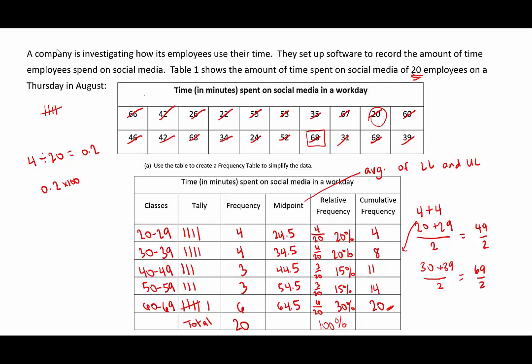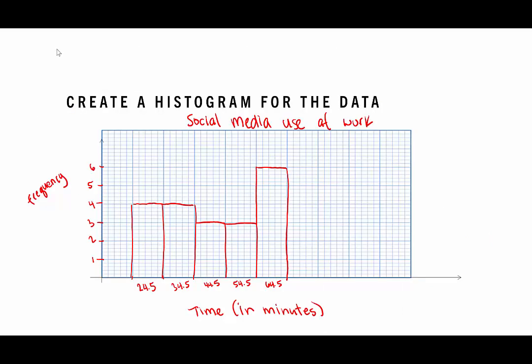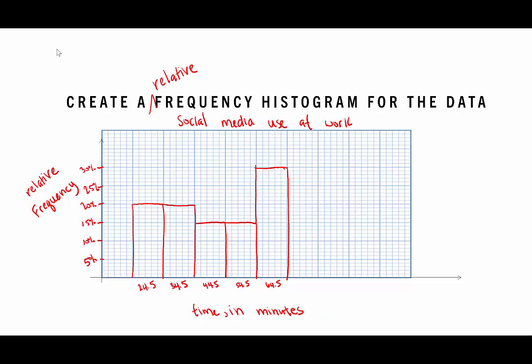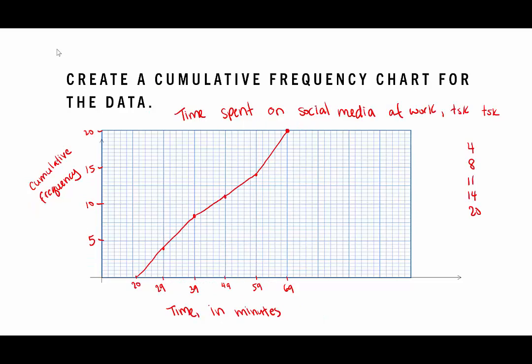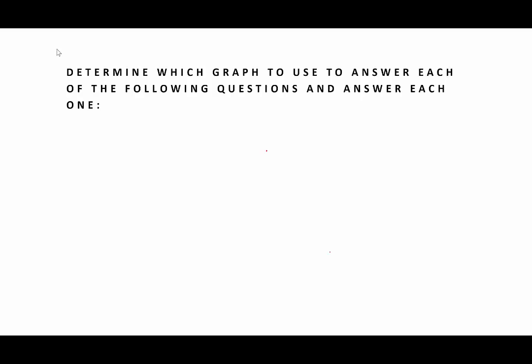We created the frequency table with all of the various elements that we would need to create each of the graphs. And then we have our regular histogram, our relative frequency histogram, and our ogive. So the first set of questions will deal with those graphs. It says, determine which graph to use to answer each of the following questions, and then answer the question. So the first one says, what is the modal class or classes?